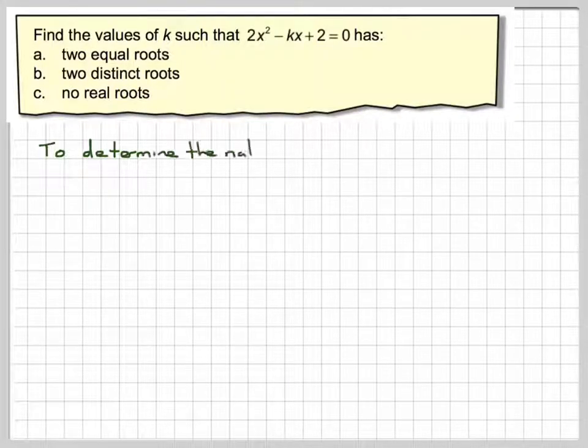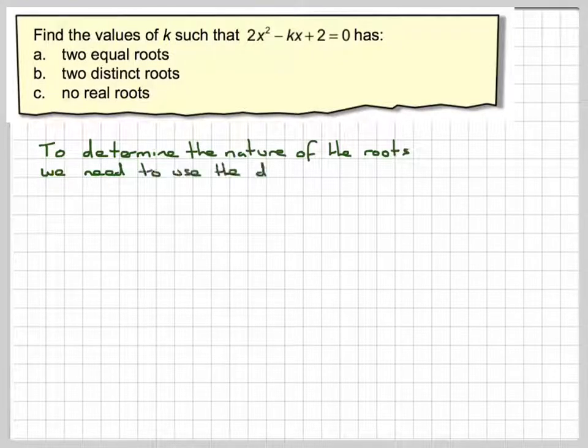Now, to determine the nature of the roots for a quadratic, you need to use what's known as a discriminant. This is part of the quadratic formula, which is b squared minus 4ac, and we use this symbol to stand for discriminant. Because if this is equal to 0, then you get what's known as 2 equal roots. If it is bigger than 0, then you get 2 distinct roots, and if it's negative, you get no real roots. So let's just have a look at that.